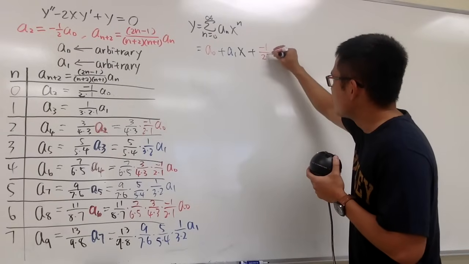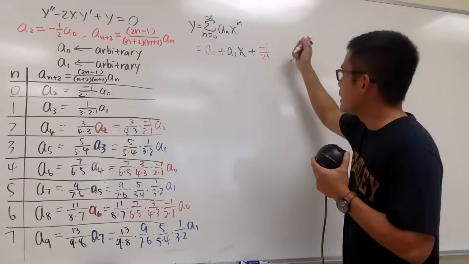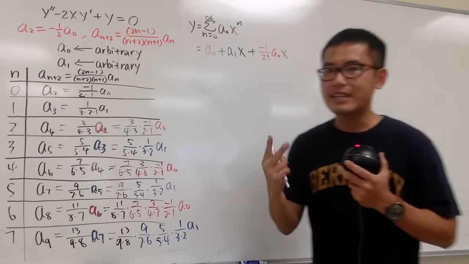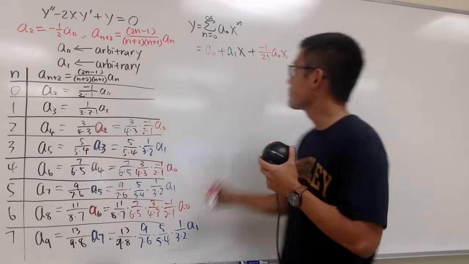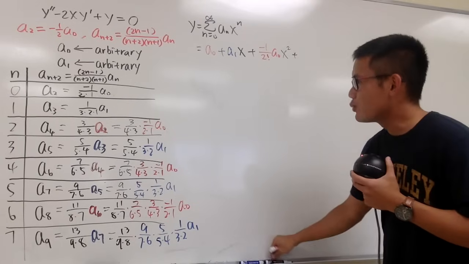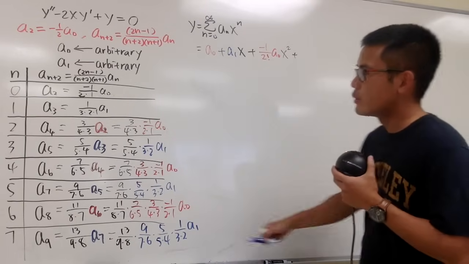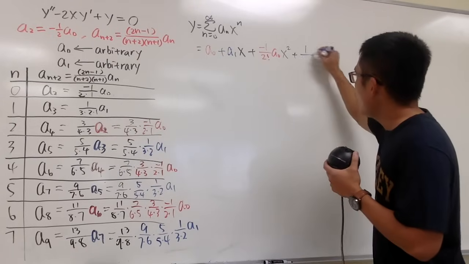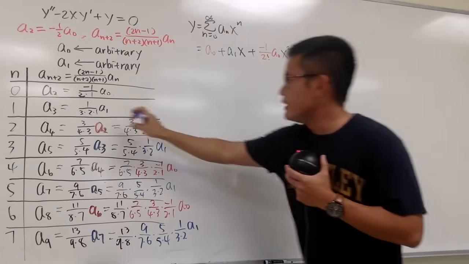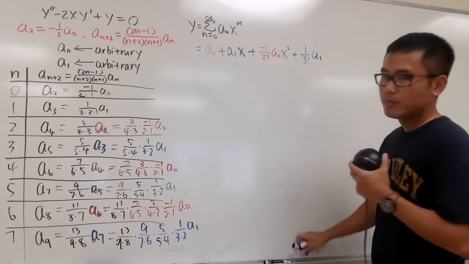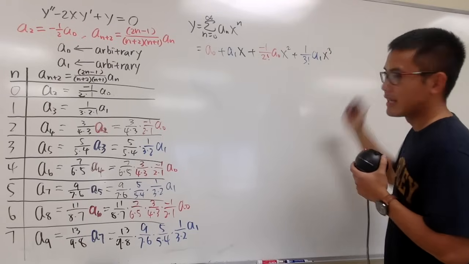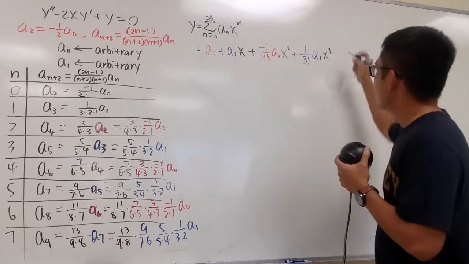So let's write down 2 factorial, and we have to multiply this by a0 and also x to the second power because that's a2, right? So x to the second power, and then just keep on going. Next one, we have to multiply by a3, which is this, which is 1 over 3 factorial in the denominator, and then we have the a1 right here, and then we have to multiply by what? We have to multiply by x to the third power, right? Just like this.